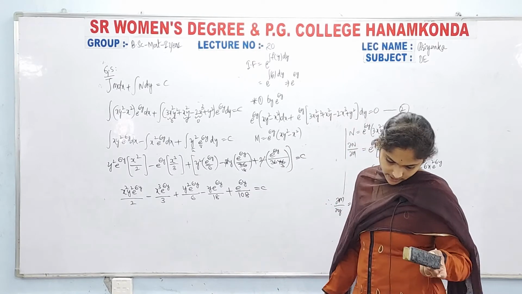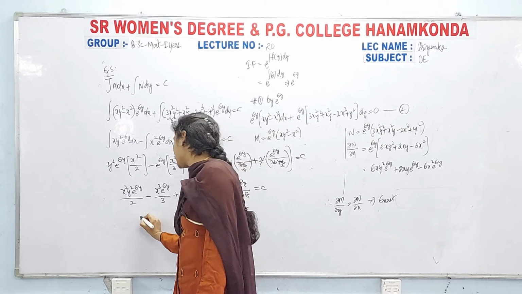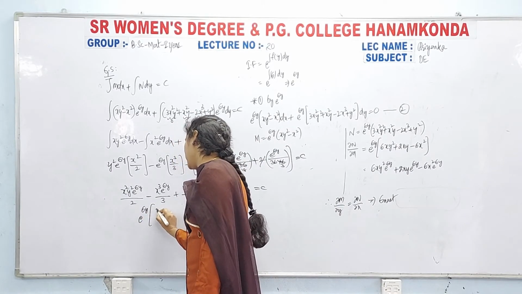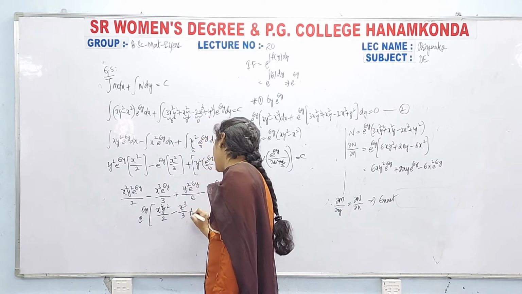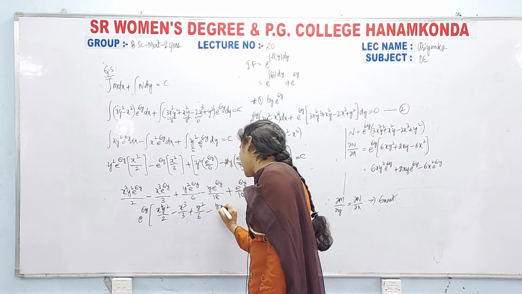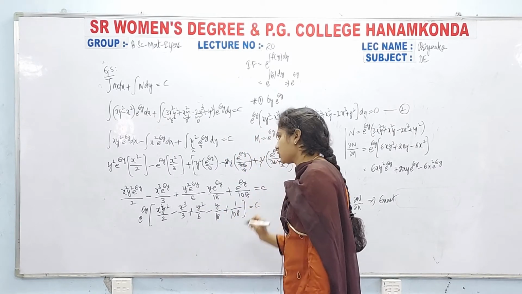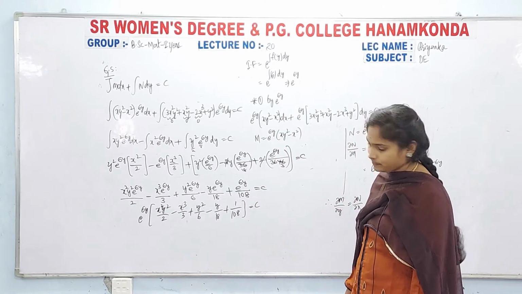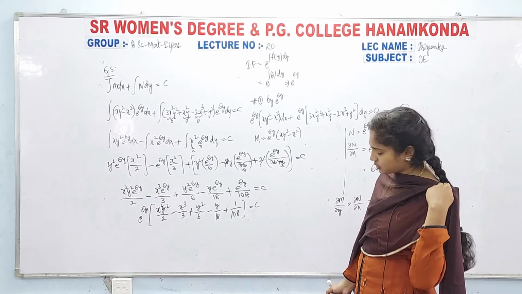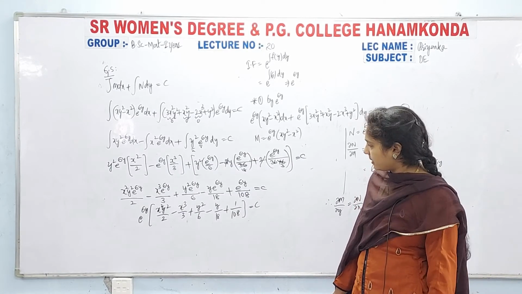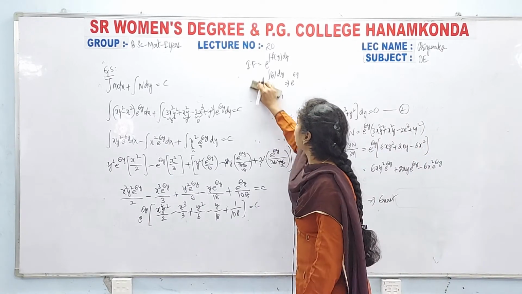First of all, I am taking e power 6y outside as common, then x square y square by 2 minus x cube by 3 plus y square by 6 minus y by 18 plus 1 by 108 equal to C. So now the answer is e power 6y of x square y square by 2 minus x cube by 3 plus y square by 6 minus y by 18 plus 1 by 108. Yes, our answer is correct.